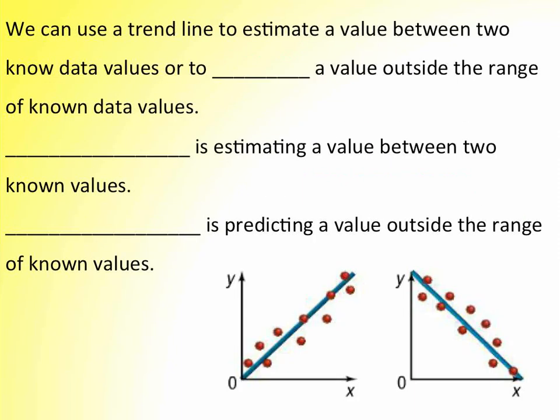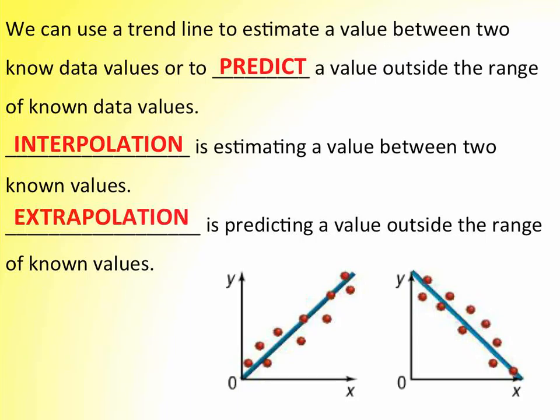All right, we can use a trend line to estimate a value between two known data values or to predict a value outside the range of known data values. When we look inside the data, we would call that interpolation. And when we go outside, we call that extrapolation.